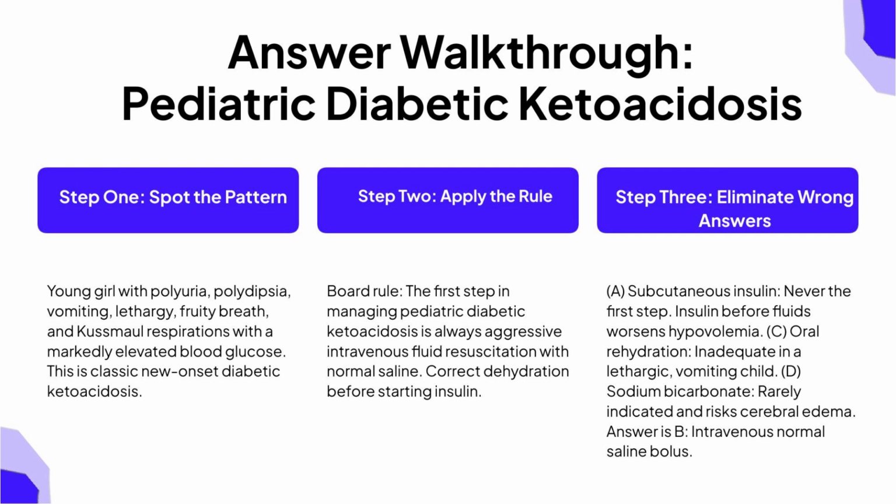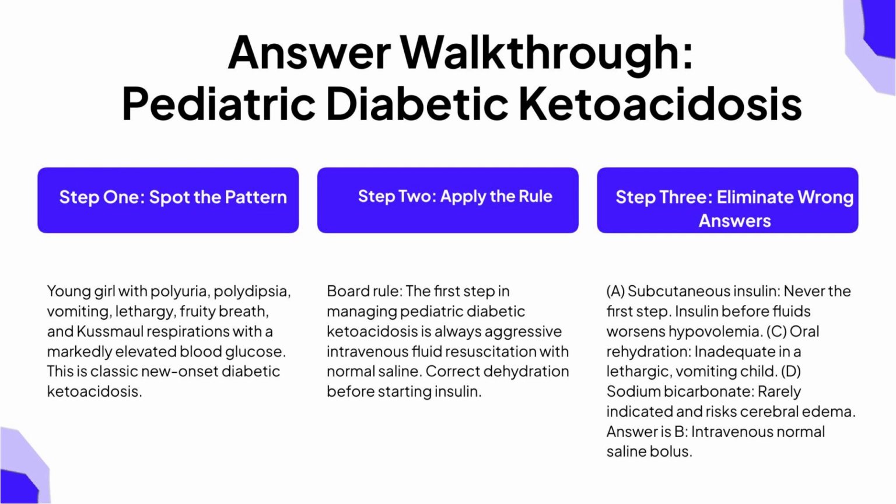Apply the rule. The board rule you must memorize is that the first step in managing pediatric diabetic ketoacidosis is always aggressive intravenous fluid resuscitation with normal saline. You must correct dehydration before starting an insulin drip. Step 3. Eliminate wrong answers.